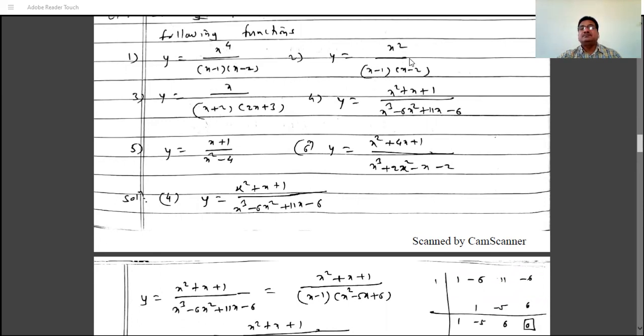The same problem is here: x square divided by (x minus 1)(x minus 2). What are its partial fractions? 1 plus a by x minus 1 plus b by x minus 2, because the degree of the numerator and the degree of the denominator are both the same. So convert that and find the nth order derivative. The nth order derivative of 1 is 0.